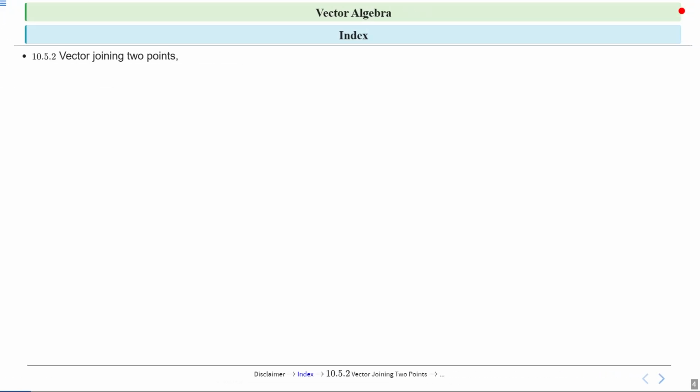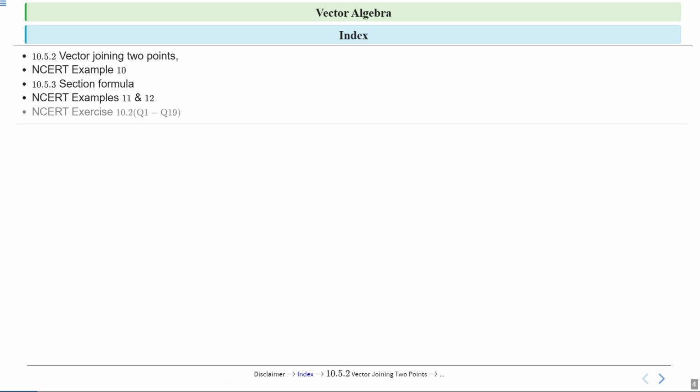So NCERT section 10.5.2 vector joining 2 points. After that we will see NCERT example 10. After that we will explore the section formula, which is a powerful tool for dividing a line segment into a specific ratio, right? After that we will see NCERT examples 11 and 12, and finally we will see NCERT exercise 10.2. So let's start.